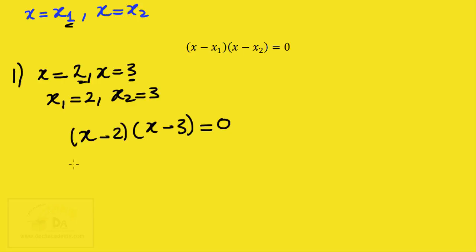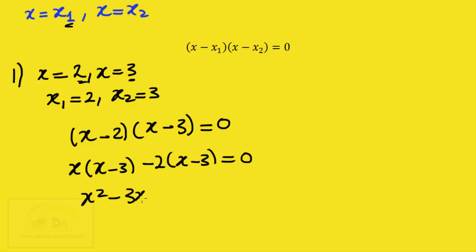So all I have to do now is just expand. I'll just do that quickly. x times (x minus 3) minus 2 times (x minus 3). So I'm just expanding this to give x squared minus 3x minus 2x plus 6 equals 0. And that gives x squared minus 5x plus 6 equals 0. And what we've just done is obtain a quadratic equation whose roots are 2 and 3. And it's as simple as this. So you just need to remember this and you know how to construct quadratic equations from their roots.